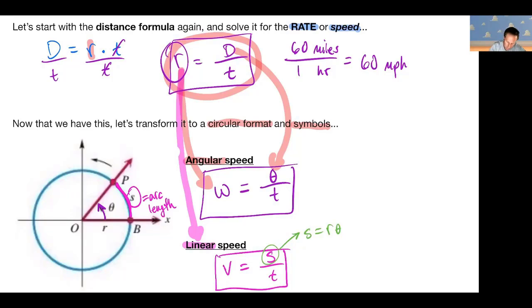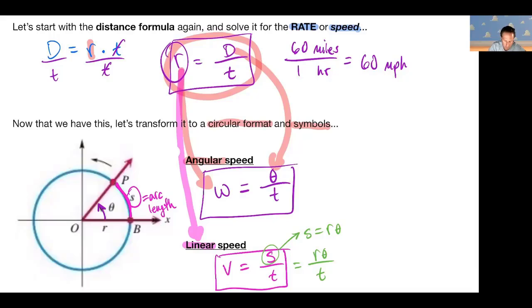So if we wanted to, we could say that this is equivalent to R theta over T. And you're thinking to yourself, why would I ever want to replace one simple thing like S with two? Well, for a couple of reasons. R and theta could be what was given, so you want to use those.